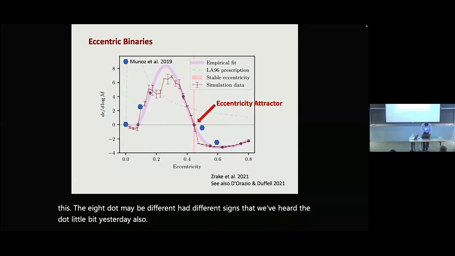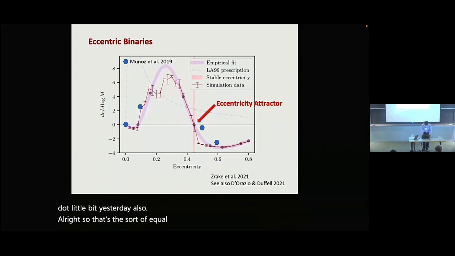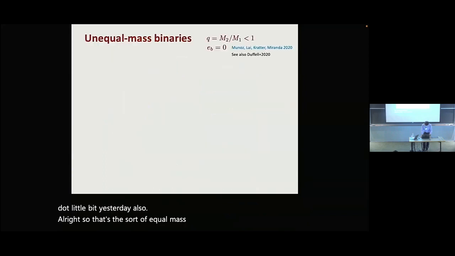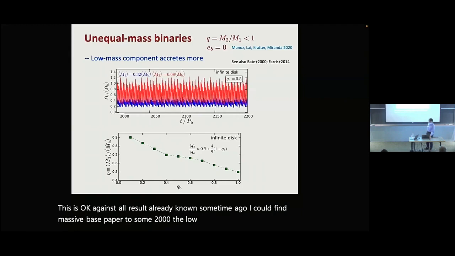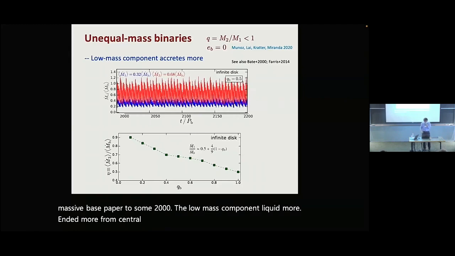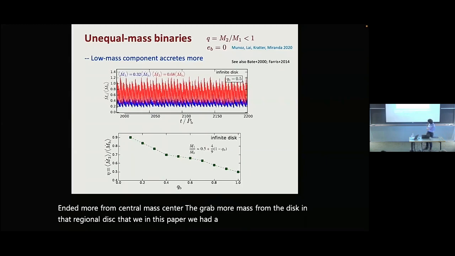All right, so that's the equal mass binary. What about unequal mass? Again, it's an old result already known some time ago. I could find Matthew Bates' paper from 2000. The low mass component accretes more, right? It's extended more from the central mass, and so it grabs more mass from the disk in that region. In this paper, we had a fitting formula for the preferential mass accretion rate, right? And the low mass component accretes more.